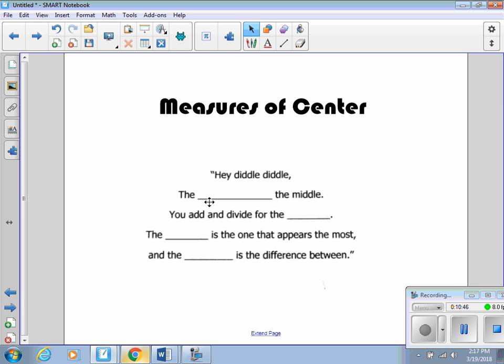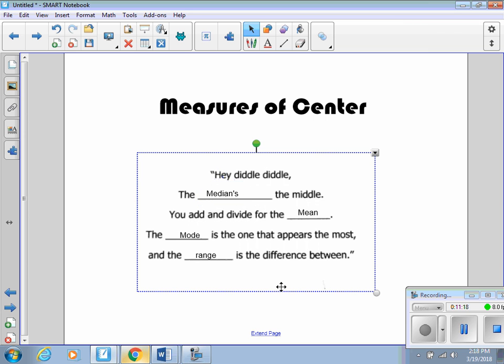A little riddle to help you remember what these things are is: hey diddle diddle, the median's in the middle. You add and divide for the mean. The mode is the one that appears the most. And the range is the difference in between. If you can remember that, this little riddle gives you all the information you really need to remember how this stuff works.